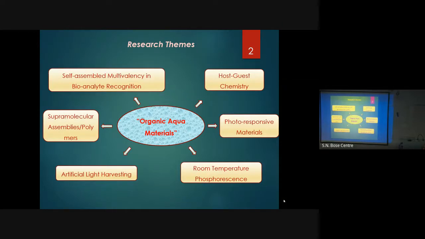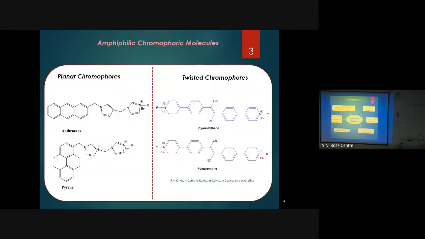So as you see from this design, we typically start from organic building blocks, and then we make assemblies in aqueous media and use them for different purposes. So synthesis is very important. But in today's talk, I will not show any synthetic slide. You have to assume that we have made these molecules in the lab, and then I will just talk about the application of these molecules.